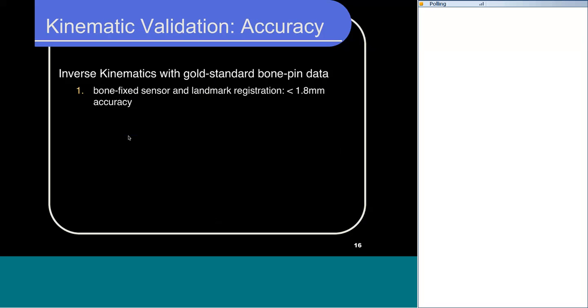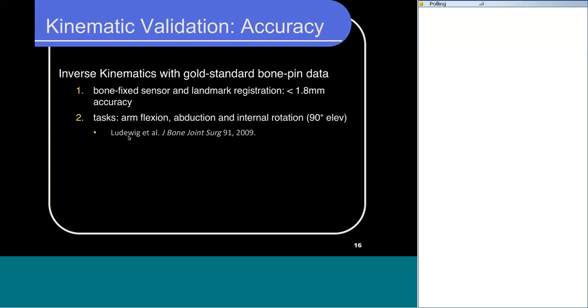Okay, so now we have a model. How did we actually validate its accuracy? We were very fortunate to get an excellent data set from Paula Ludwig at the University of Minnesota, who provided bone pin sensor and landmark registration. Combined, we got about 1.8 millimeters of accuracy with 3 tasks: arm flexion, abduction, and internal rotation, with the arm elevated at 90 degrees of elevation.